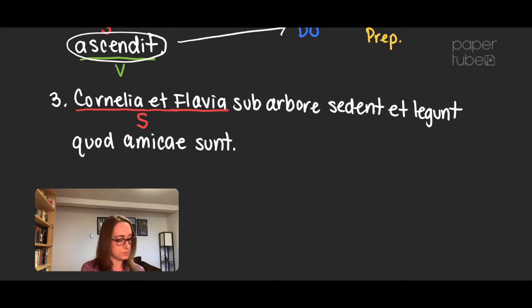So what are my verbs? Actually there are three verbs in this sentence. Oh my. So sedent, legunt, and sunt are all verbs. Now sunt is not an action verb. It's not an action. It just means are. But it's still a verb. Verbs are words of action and being. So sedent is they sit, legunt is they read, and sunt means they are. There's my three verbs. Now I need to see, are there any direct objects?